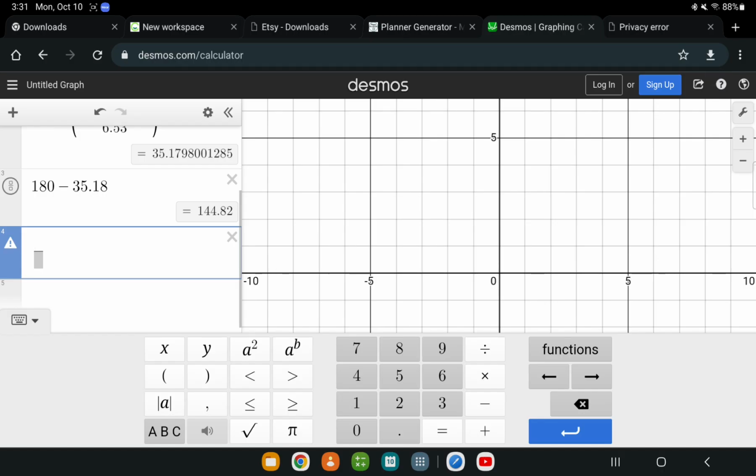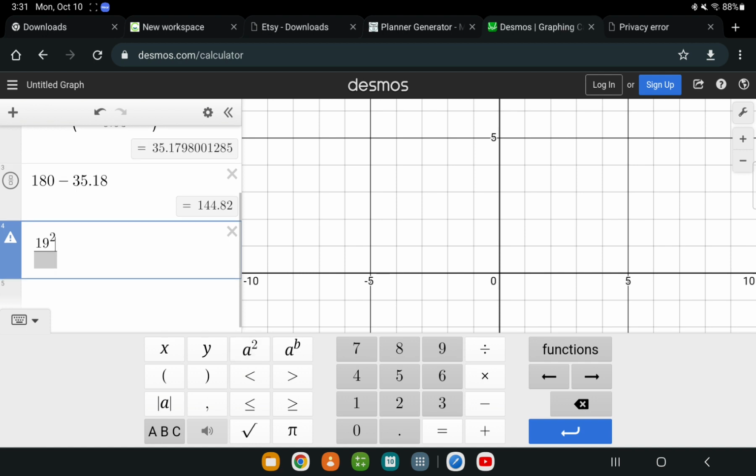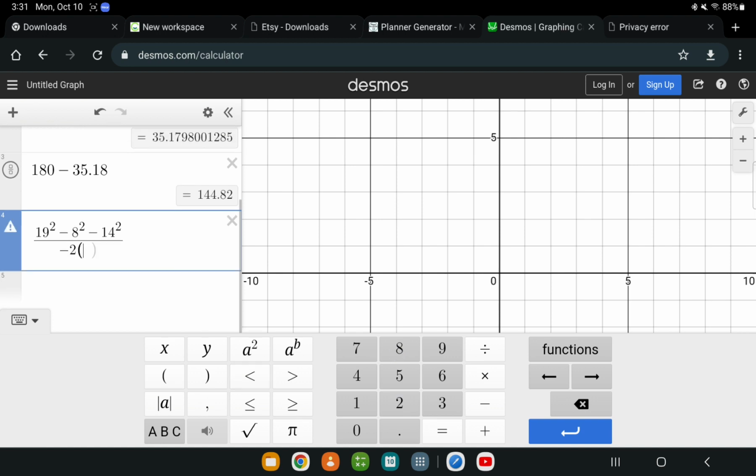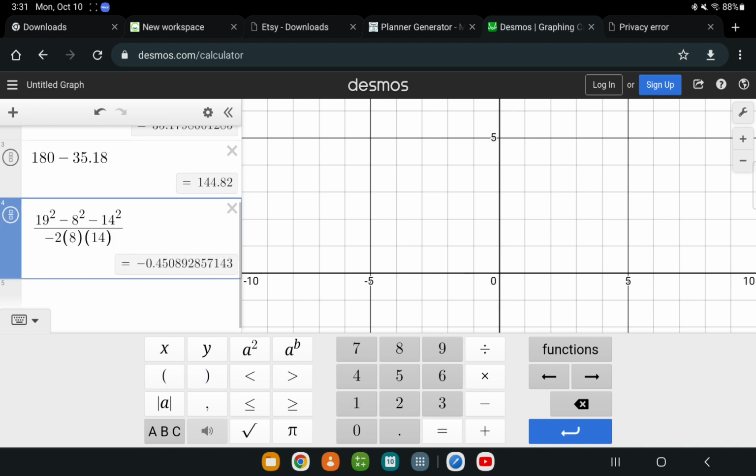So on top, we get 19 squared minus 8 squared minus 14 squared. And on the bottom, we have negative 2 times 8 times 14. And notice we have a negative 0.45. That does indicate we will have an obtuse angle. So if the inside part's negative, it is obtuse.